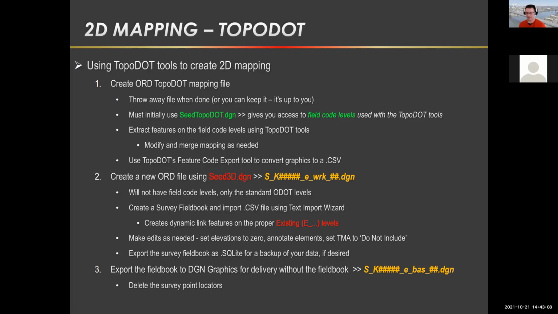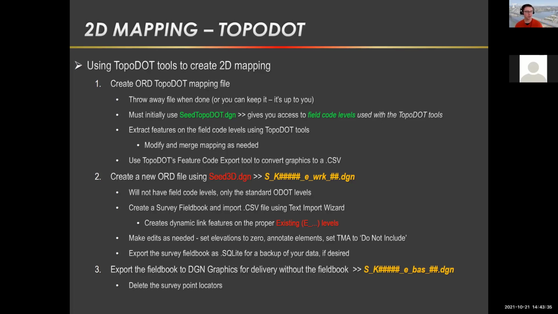So in this second file, you're going to create a survey field book, and you're going to import that CSV file that you exported in step 1 into that field book. And that's going to create a bunch of dynamic link features on those proper levels. And then you can make edits as needed. I'm recommending that at this point, you set your elevations to 0. You can make any annotations to elements that you want to.